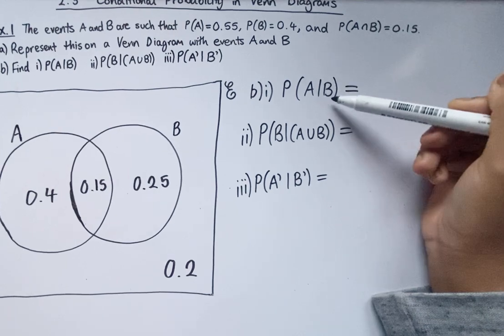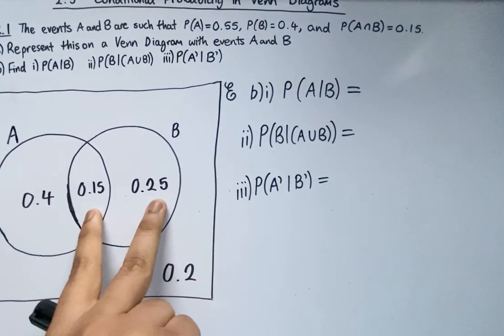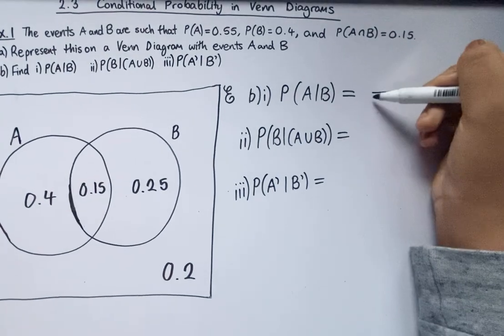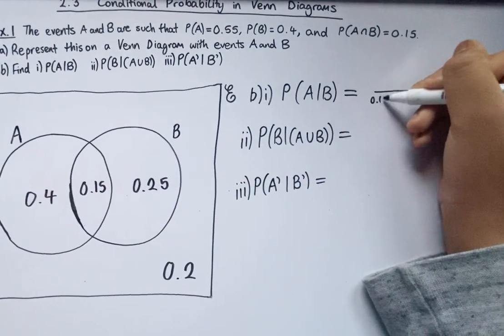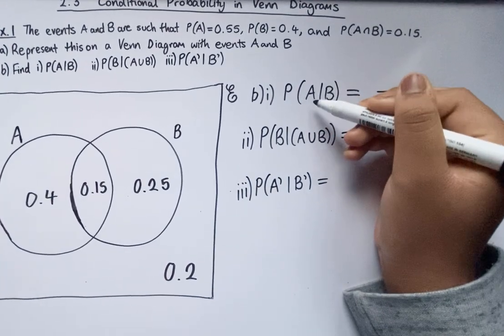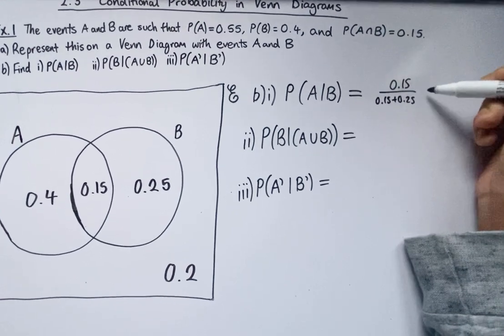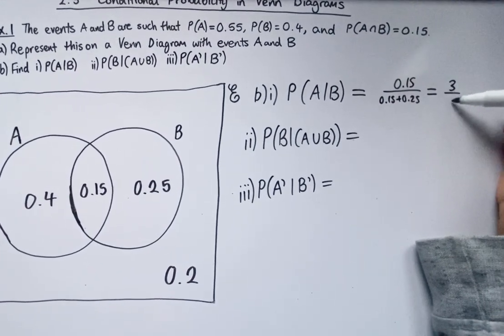For part B, we're finding the probability of A given B. Because we have B already occurs, we need to restrict our sample space so that we're only looking at B. So we're going to be dividing by B, which is 0.15 plus 0.25. Now the part we want is A also happening, and this happens when they overlap, which is 0.15. And then this will give us 3/8.